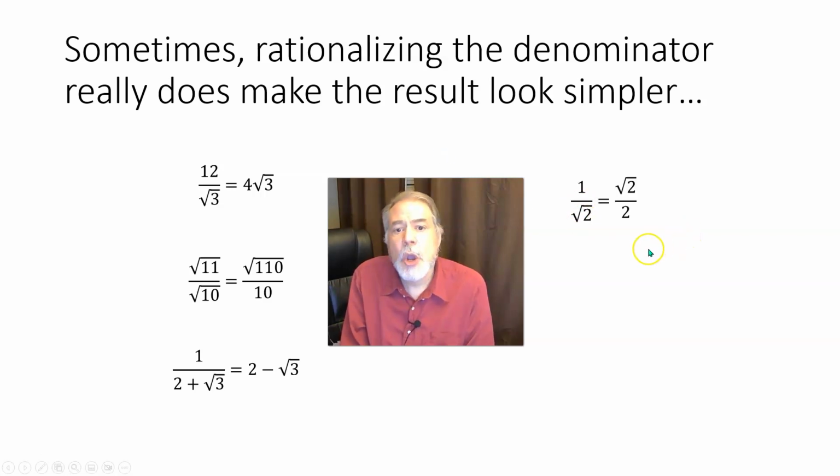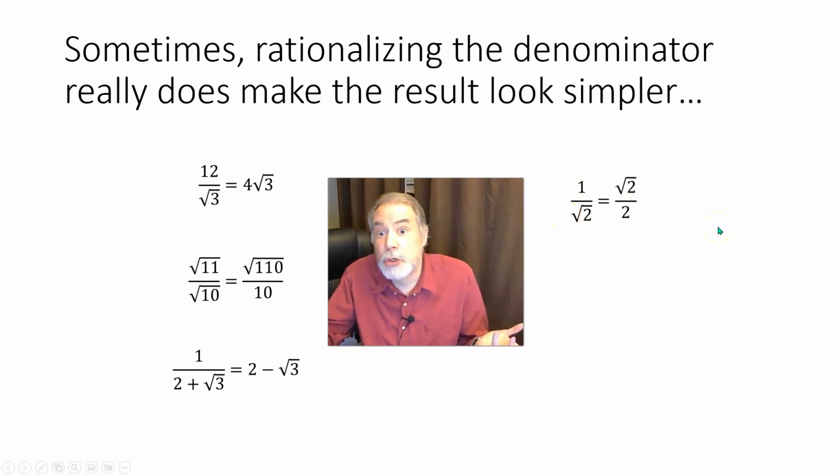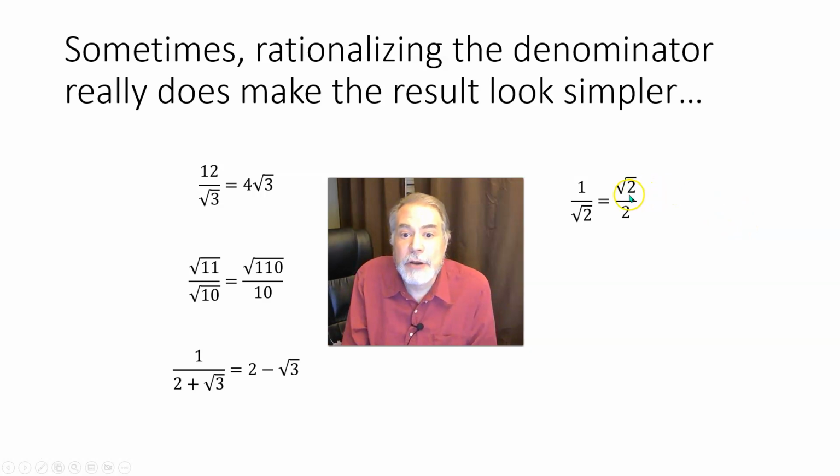it doesn't. I mean, why is it any better? Why does it look any simpler to write the square root of 2 over 2 instead of 1 over the square root of 2? They both have the square root of 2 in them. Why is it any better to have that on top instead of on the bottom?